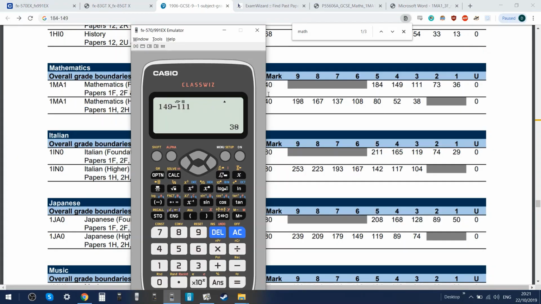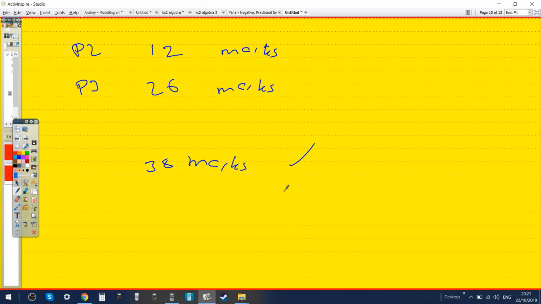Let us check the other one. 184 take away 149. And that is an extra 35 marks. So if you were grade 4, now you are grade 5. And you even have 3 marks to spare. Well done. We did it. So that is how you can know nothing about numbers and still just use a calculator and get 1 extra grade for the numbers.